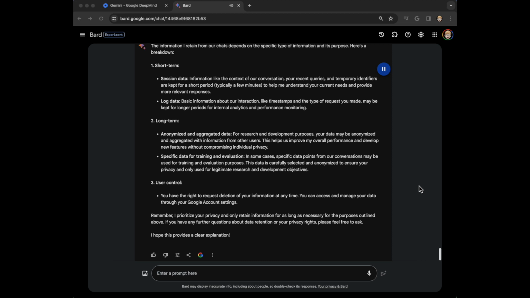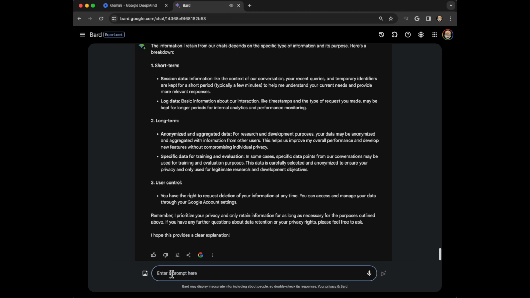3. User control. You have the right to request deletion of your information at any time. You can access and manage your data through your Google account settings. Remember, I prioritize your privacy and only retain information for as long as necessary for the purposes outlined above. If you have any further questions about data retention or your privacy rights, please feel free to ask. I hope this provides a clear explanation.